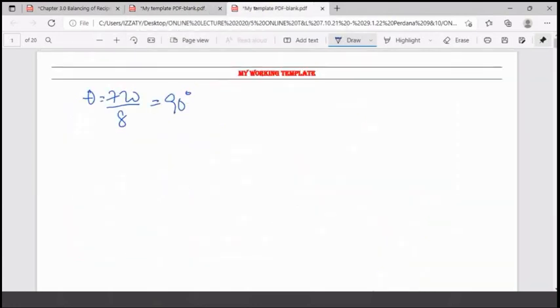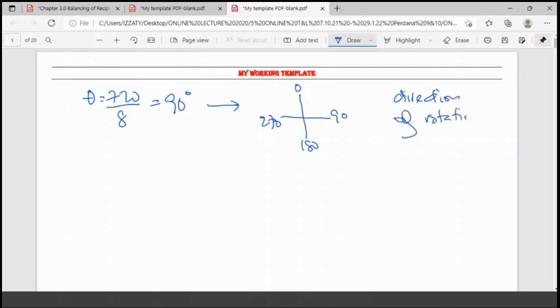So after doing this, they must provide you 0, 90, 180, 270, if you are rotating that way. Let's assume the direction of rotation is counterclockwise. So now put it here. Primary force.